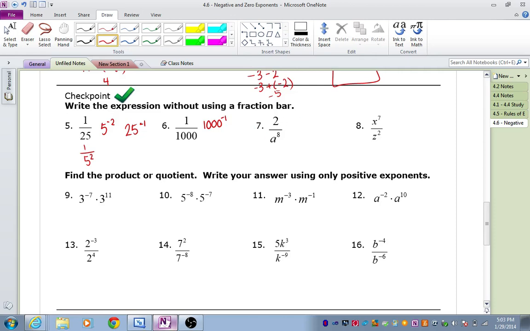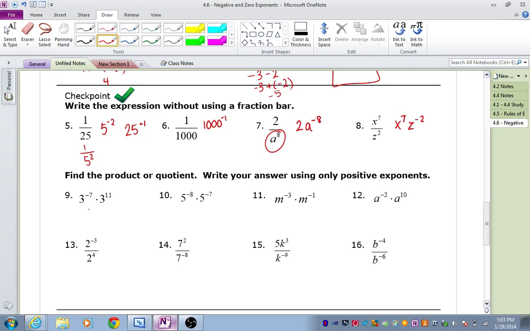Number 7, we have 2 over a to the 8th. Well, we need to get that a to the 8th out of the denominator. So we have 2a to the -8. And finally, we need to get z squared out of the denominator. So our x to the 7th stays the same, z to the -2.